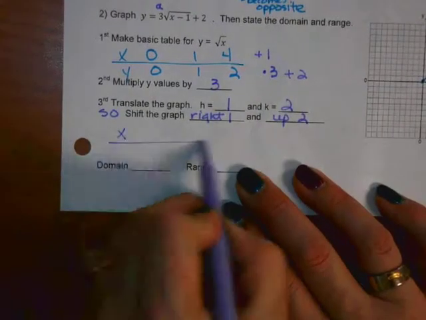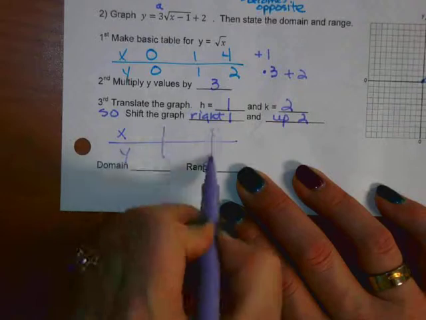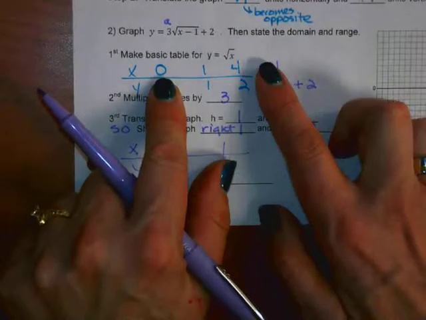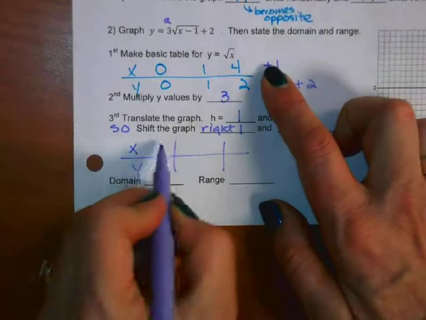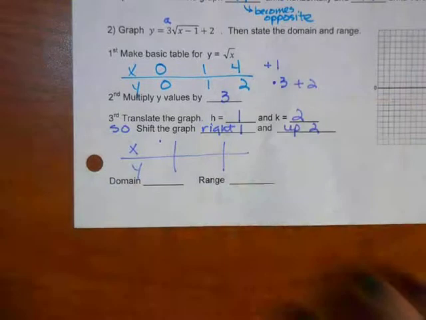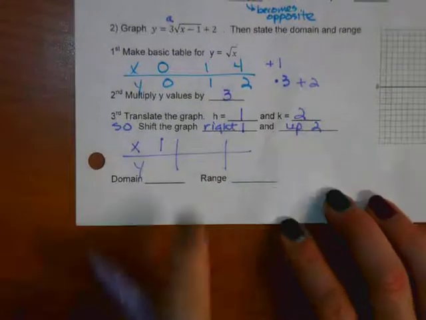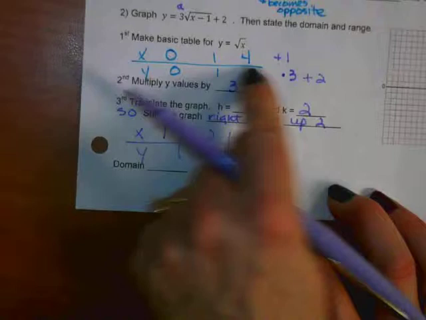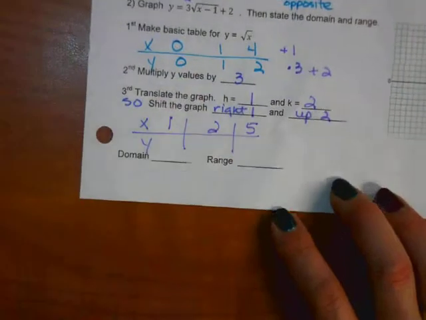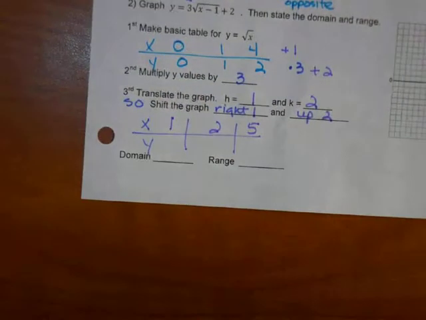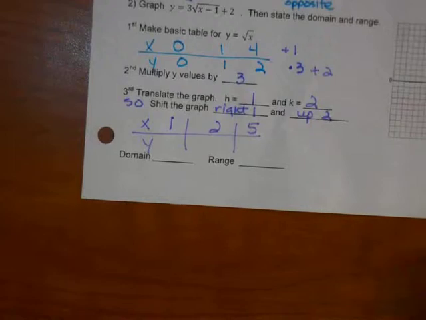My new x and y values. 0 plus 1 is what? 2. Seriously? 1 plus 1 is 2. 4 plus 1 is 5. Those are my new x values. All I had to do was add 1 to each of my x values.